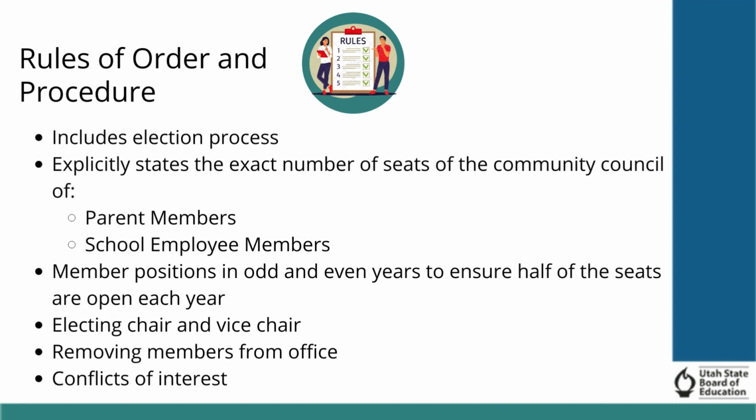It is important that the rules of order and procedure are reviewed and adopted each school year. They should include the election process and explicitly state the number of seats on the community council for parent members and school employee members. The rules of order and procedure must also address the member positions in odd and even years, the process of electing chair and vice chair, how to remove a member from office, and how a member would report a conflict of interest.